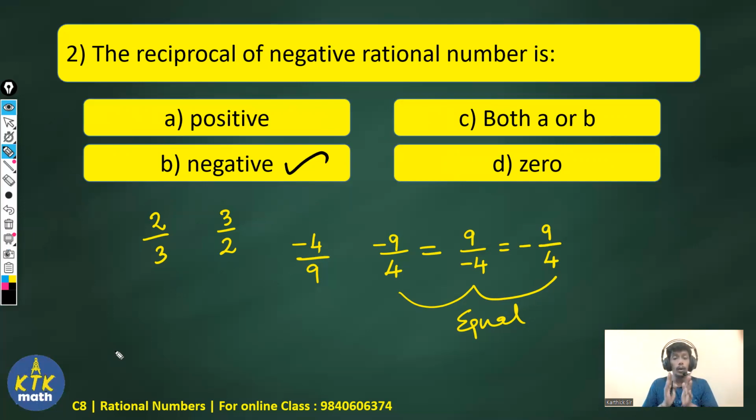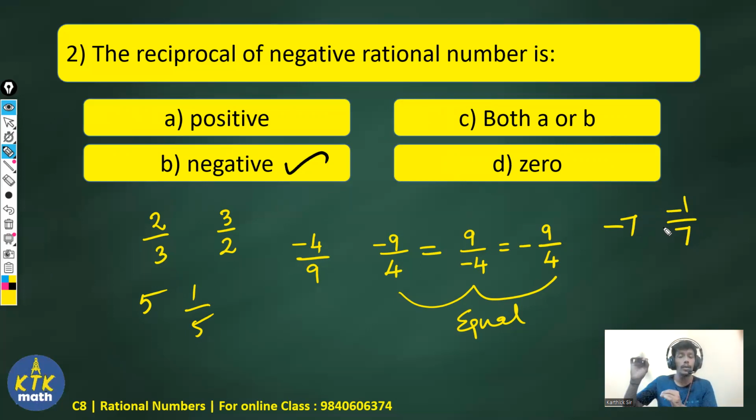So reciprocal means, again, don't change the symbol, just rotate the fraction. Okay, if it is not a fraction, what is the reciprocal of 5? We know it is 1 by 5. Or if I'm giving you minus 7, what is the reciprocal of minus 7? It is minus 1 by 7. Finding reciprocal is very, very important. With the help of the reciprocal concept only, we are doing fraction division. I hope you have that basic knowledge there.